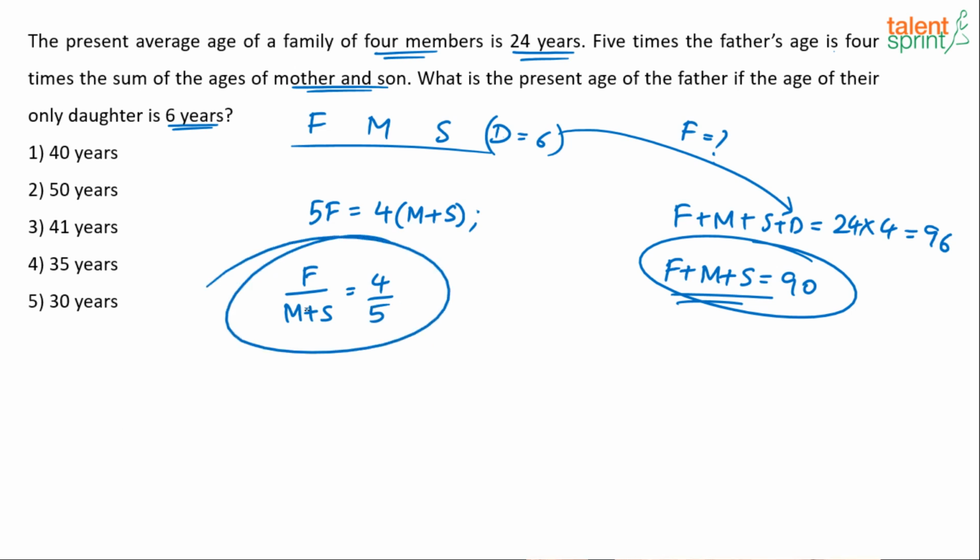I would not assume mother and son to be 2 different entities. Let's assume mother and son together are MS. You understand? Simple. F plus MS is 90. The ratio of F and MS is 4:5. He's asking us to find out the present age of father. F is equal to what? What will be the value of F? F is 4 parts out of total 4 plus 5, 9 parts, into total value of F and MS, which is 90. How much is it? 40. Option 1 should be the answer.